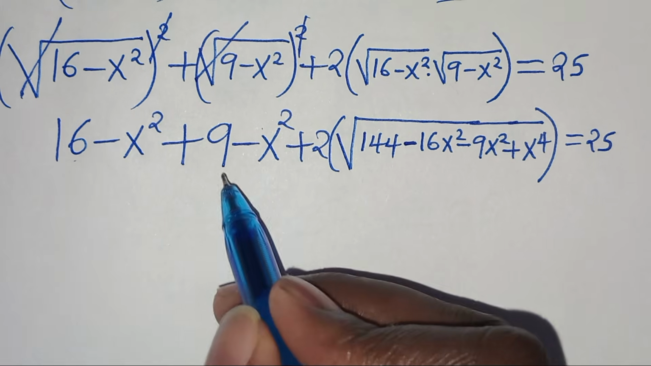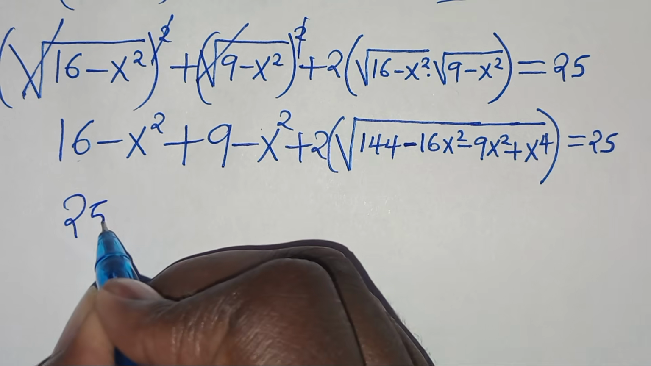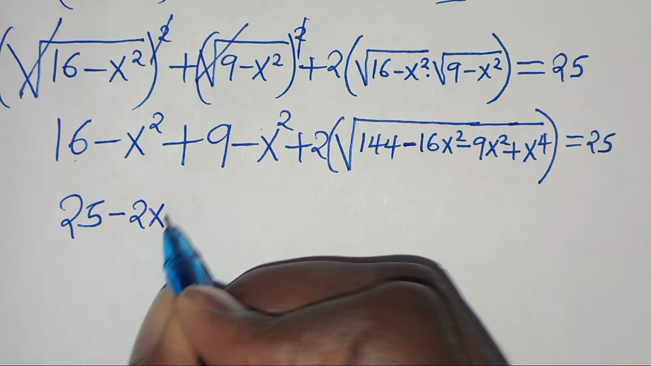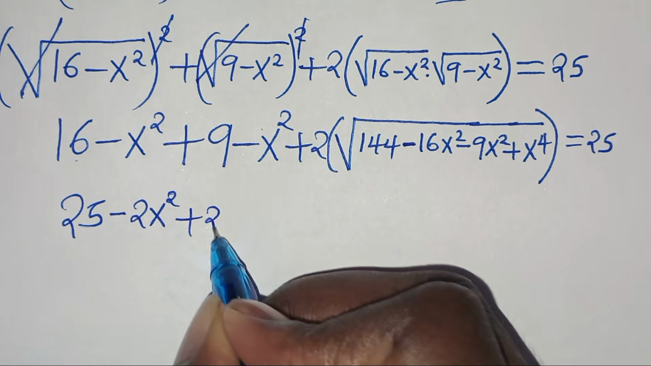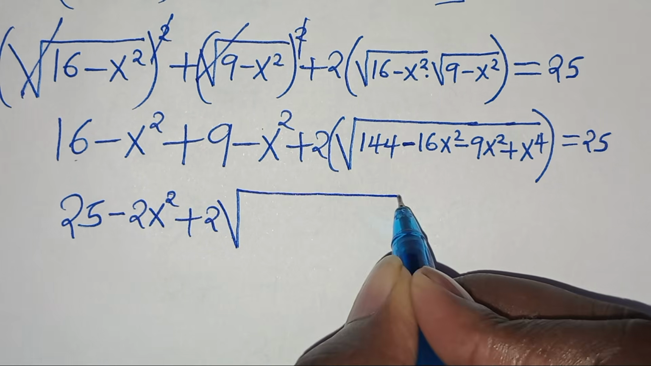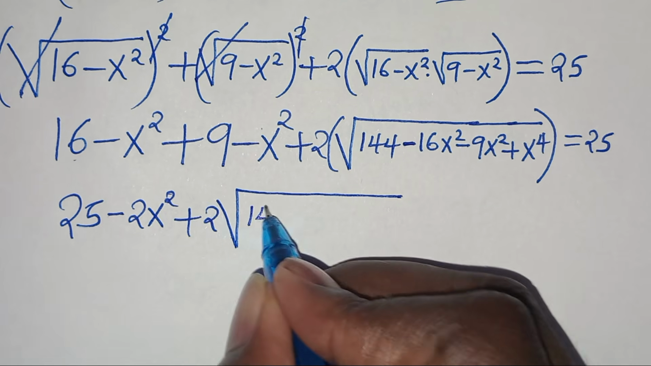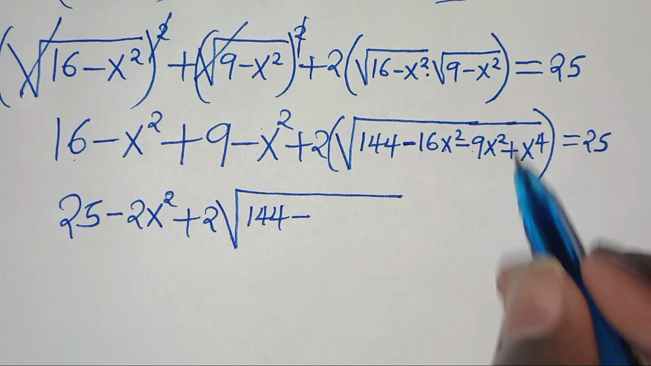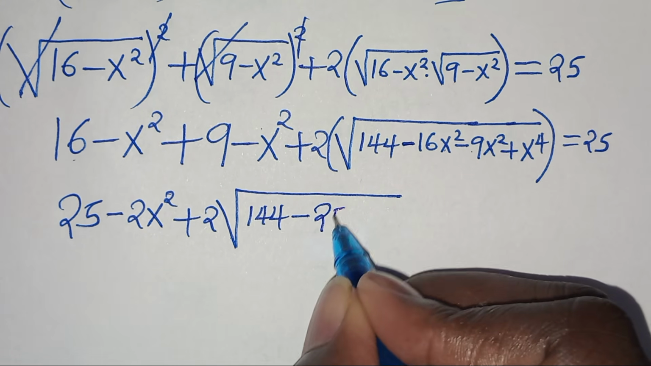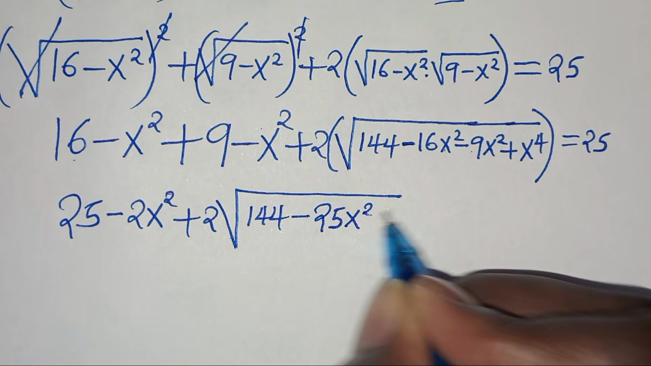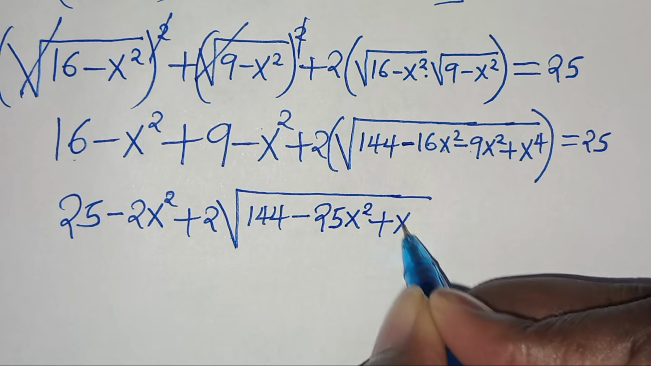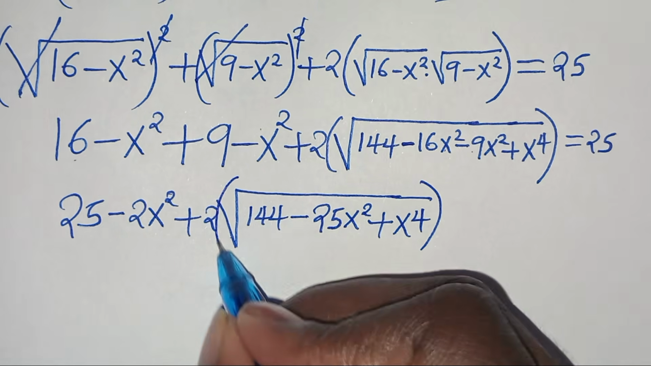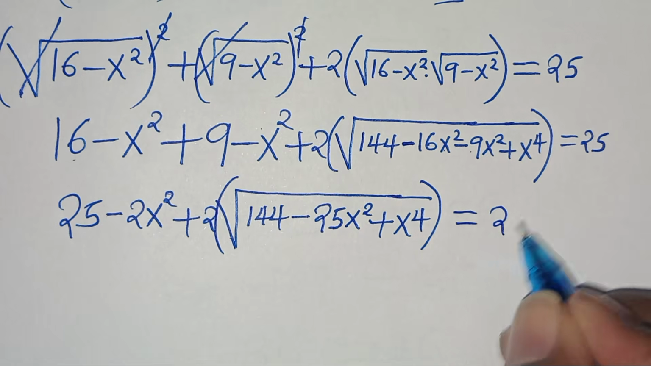So we have 16 plus 9. This is 25. Minus x squared minus x squared. This is minus 2 x to the power of 2. Then plus 2 into the parentheses. This is 144. Subtract minus 16x squared minus 9x squared. This is minus 25 x to the power of 2, then plus x to the power of 4. Close the parentheses. This is equal to 25.